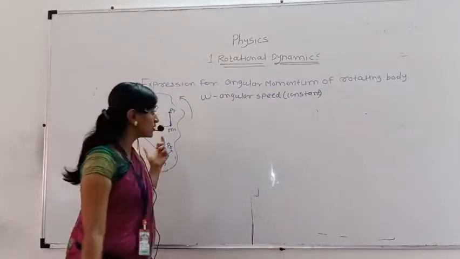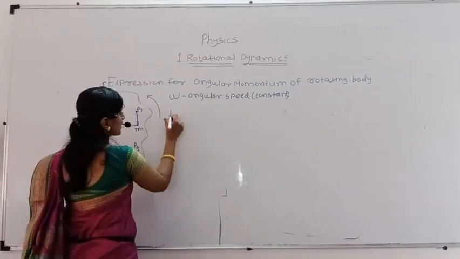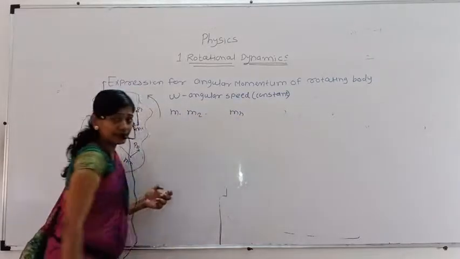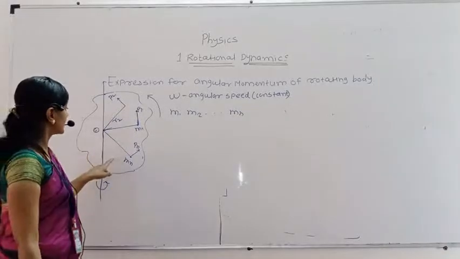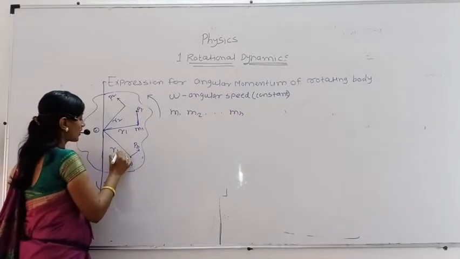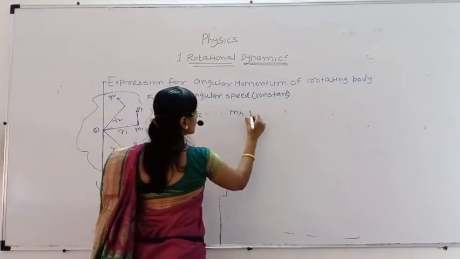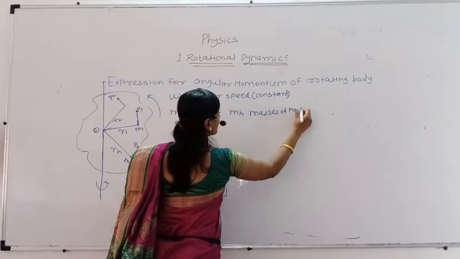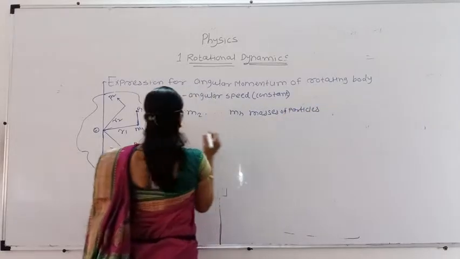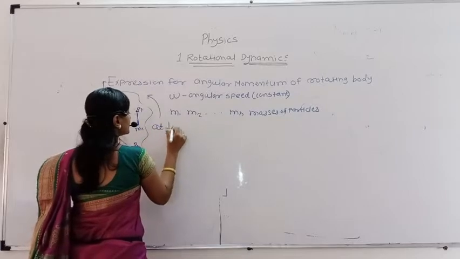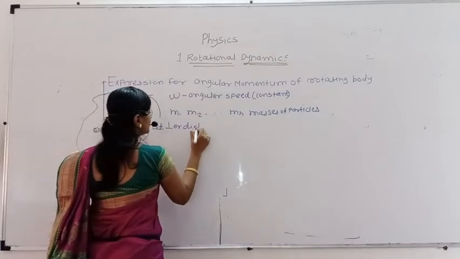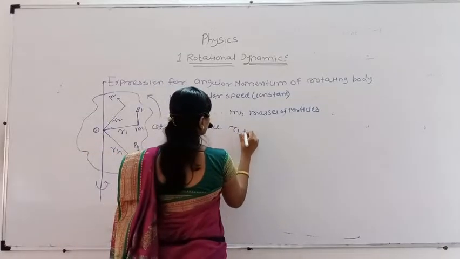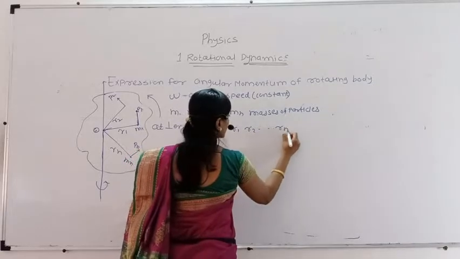We know here we show the particles. The body consists of particles having the masses m1, m2 up to mn. Those masses are situated at perpendicular distances from the axis of rotation r1, r2, rn respectively.